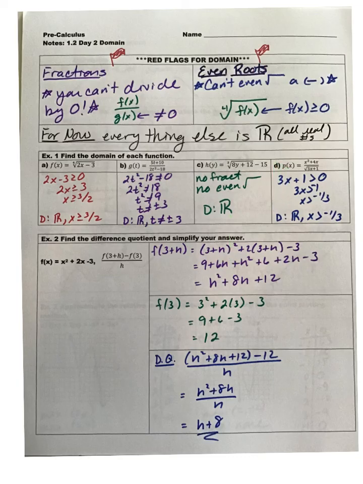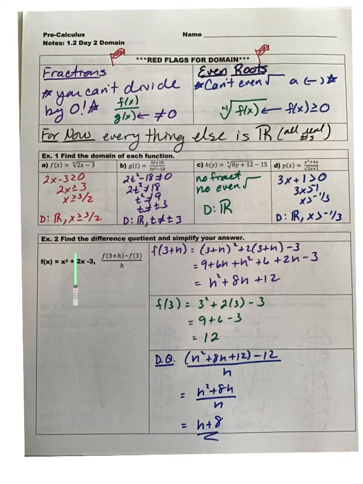I look at my fourth function here, and I go, ooh, do I have a fraction? Yes. Do I have an even radical? Yes. So I have to worry about both of these. The denominator cannot equal 0, and this stuff inside the radical has to be greater than or equal to 0. But it can't equal 0 because it's in the bottom of a fraction. So I get 3x plus 1 is greater than 0. So subtract 1, divide by 3. Domain is all real numbers such that x is greater than -1/3.